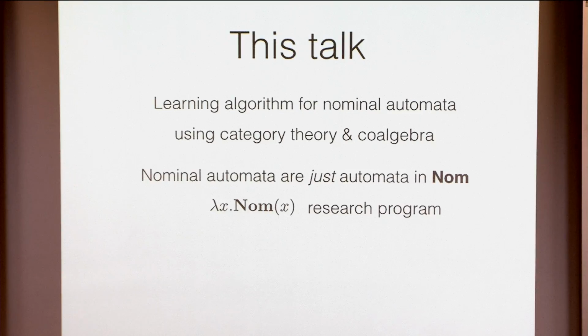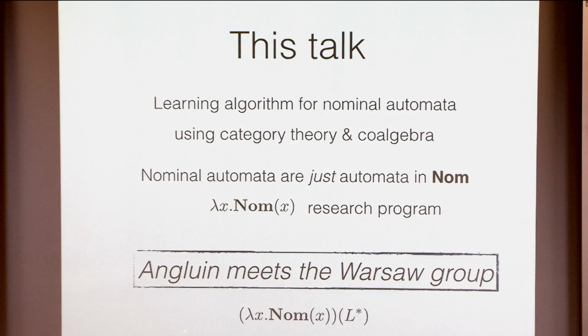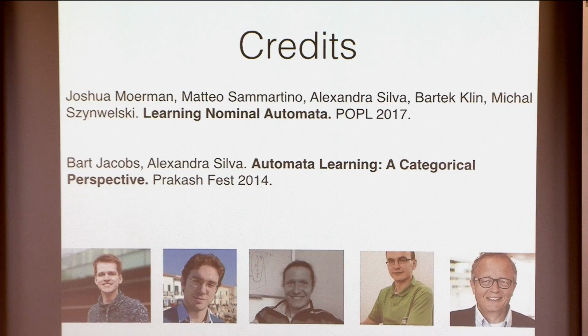This is what I think Bartek likes to call the lambda x nom x research program. So the real title of this talk is lambda x nom x applied to L star. This is what I'll show next. It appears in our POPL paper of next year, and a lot of the categorical background was developed in the note I wrote for the Prakash Fest with Bart Jacobs.